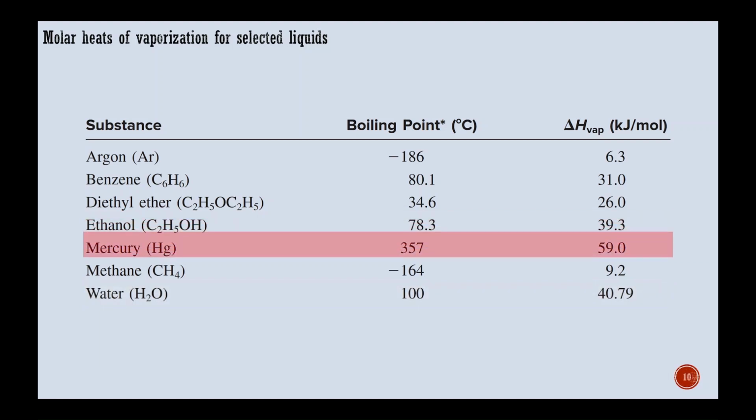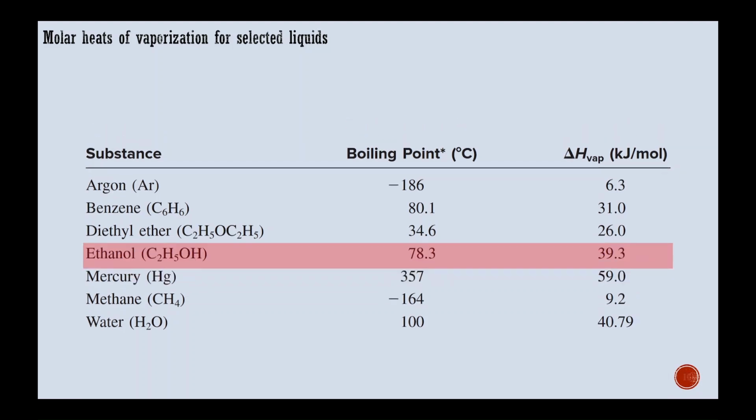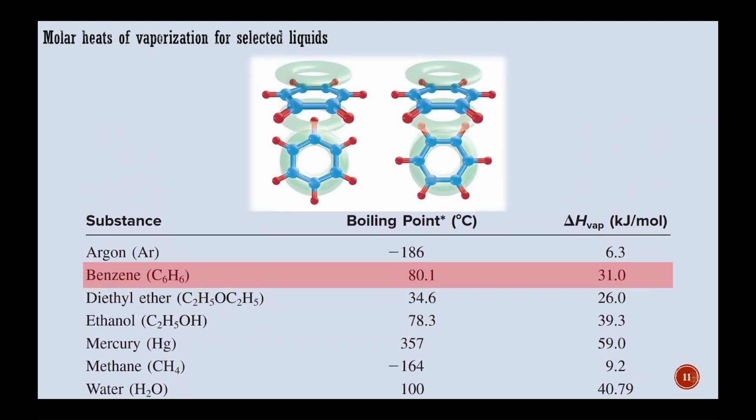Strong metallic bonding causes mercury to have the highest boiling point and molar heat of vaporization among the liquids presented here. Interestingly, benzene, although nonpolar, has a high polarizability due to the distribution of its electrons in delocalized pi molecular orbitals. The resulting dispersion forces can be as strong as, or even stronger than, dipole-dipole forces and hydrogen bonds.